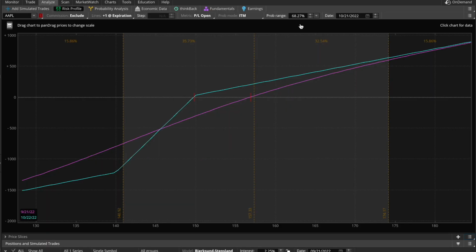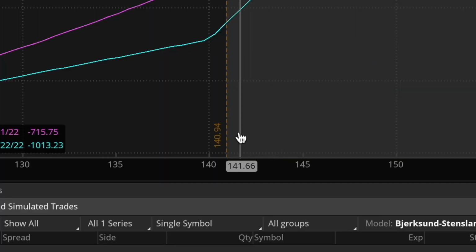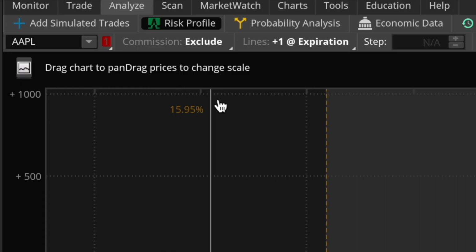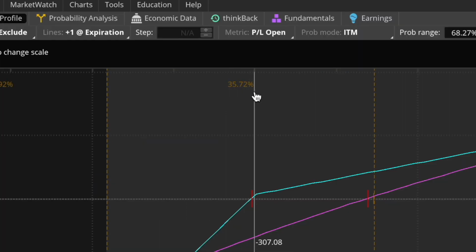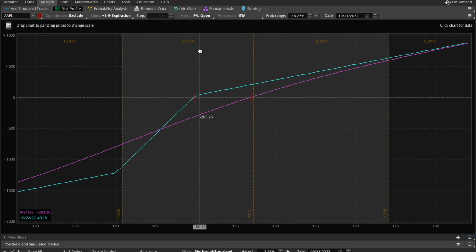And then also you can see probabilities broken up into more detail with these small numbers right here across the top. And specifically, each percentage here corresponds to the chance that by this date, Apple's going to be in any one of these smaller ranges, right? So for example, the chance that by expiration, Apple's going to be less than $141 per share is only about 16%. That's a very small chance. And then the probability of Apple being above this price, but less than the current price right now is 35.75%.